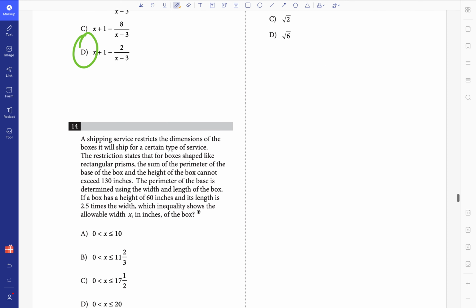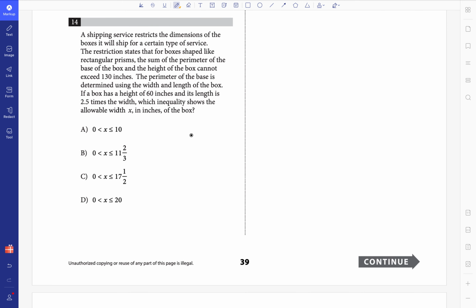A shipping service restricts the dimensions of the boxes it will ship for a certain type of service. Rectangular prisms, the sum of the perimeter of the base of the box and the height of the box cannot exceed 130 inches. Okay, so now let's see how this is going to work out, because the perimeter of the base is determined using the width and length of the box. If the box is a height of 6 inches and its length is 2.5 times the width, which inequality shows the allowable width in inches of the box?